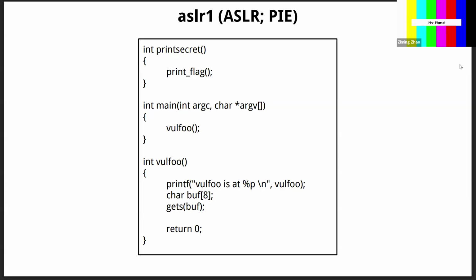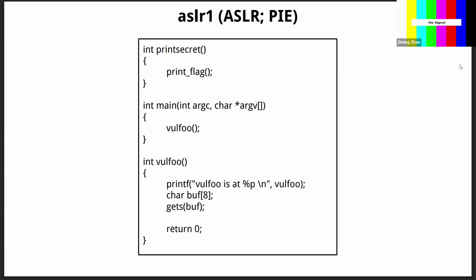There's no stack cookie. I don't remember if we have a non-executable stack. This one we don't need an executable stack anyway. So let's assume we have a non-executable stack, but no stack cookie. Hack this one. Yes, we just overwrite the return address of valfoo's stack frame and return to either print secret or print flag. Either way is fine, right?